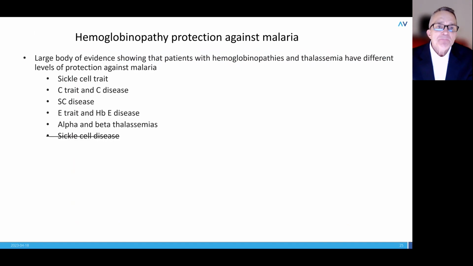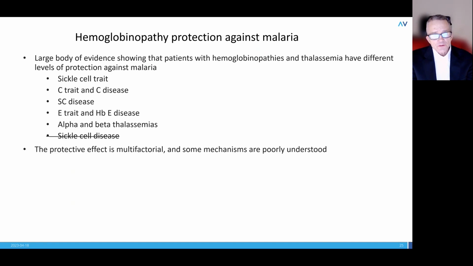Lastly, I wanted to just talk about the hemoglobinopathy patients, or people with heterozygous or homozygous hemoglobinopathies. There is a protection there against malaria. There's a large body of evidence showing that patients with various hemoglobinopathies, as well as thalassemia, have different levels of protection against malaria. Sickle cell trait studies have shown it has a great degree of protection. C disease and C trait, also SC disease, E trait, and hemoglobin E disease. All of those hemoglobinopathies, there has been evidence shown of protection against malaria. And then also in the quantitative hemoglobinopathies, or the thalassemias, both alpha and beta, there is a protection conferred against the malaria. Now, what does protection mean?